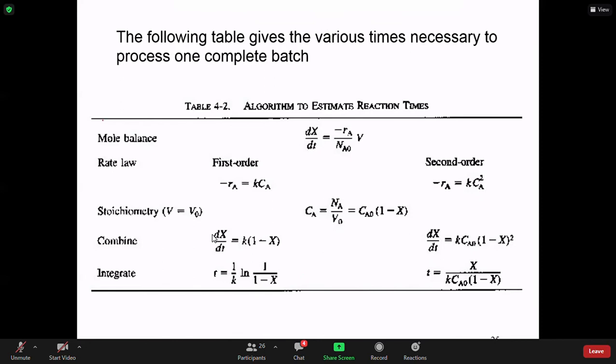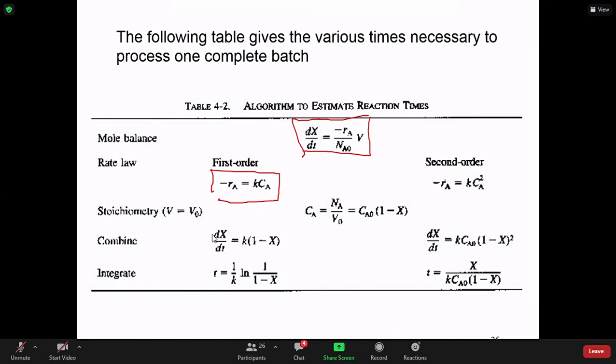And this is the table showing the various times necessary to process one complete batch. So for a batch reactor, we know that the mole balance is this one: dX over dt is equal to the rate of reaction over the initial moles times V. So remember this. For first order, we know that the reaction rate is equal to K CA because it involves the concentration. This is for first order.